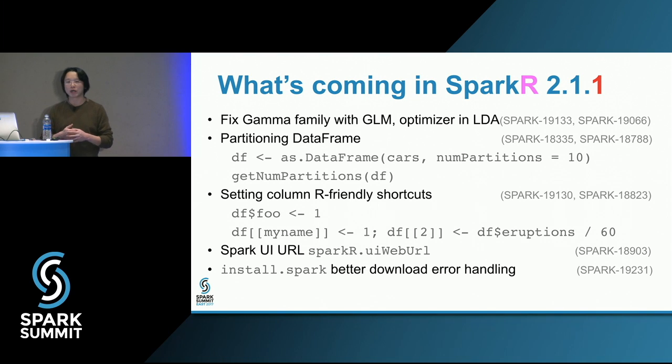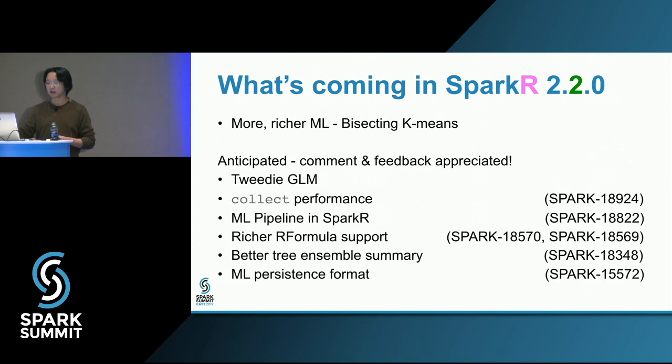This is kind of what we added to support something like this. And we added a really helpful shortcut for setting columns. So you can set a literal value or transform another column and then add it as a new column. We also added API for getting access to the Spark URL APIs, so you can actually get the URL and click on it. You can see the job and understand what's going on in there. And then we added more error handling for the install Spark function, which is used when you're installing Spark as a package.